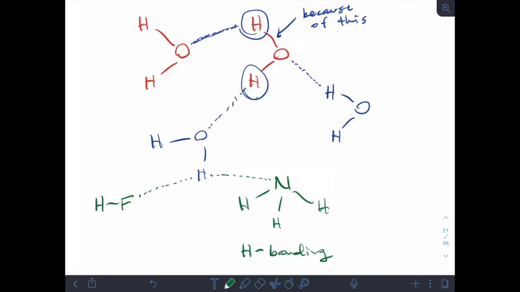Okay? But it's very important to keep in mind, I'm going to switch to a vibrant color, that hydrogen bonding is this stuff in between things. Okay? Remember that this hydrogen bonding is the interaction between molecules.